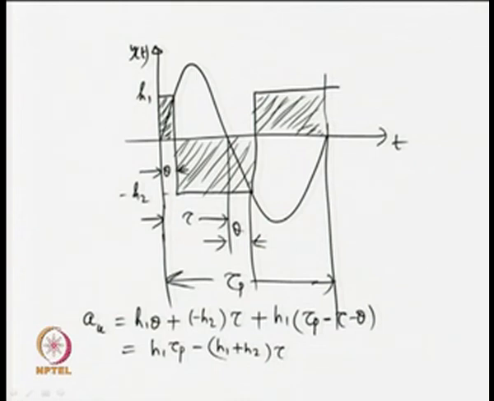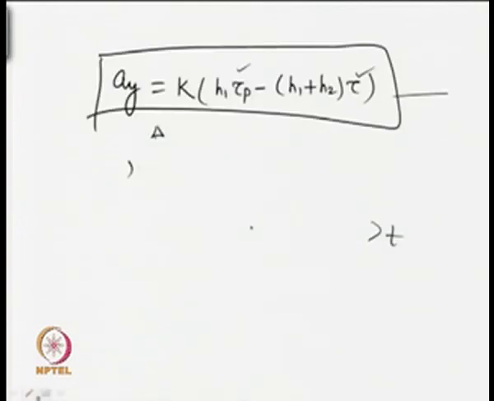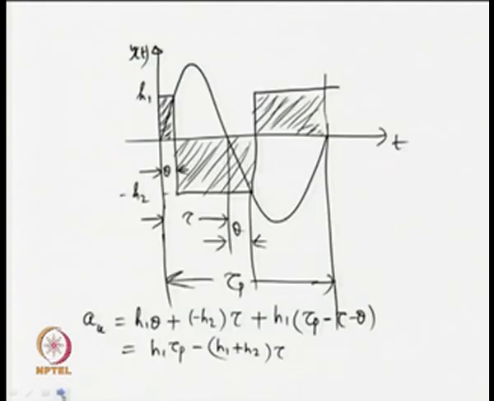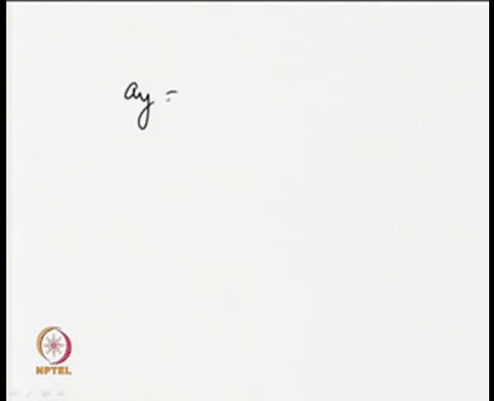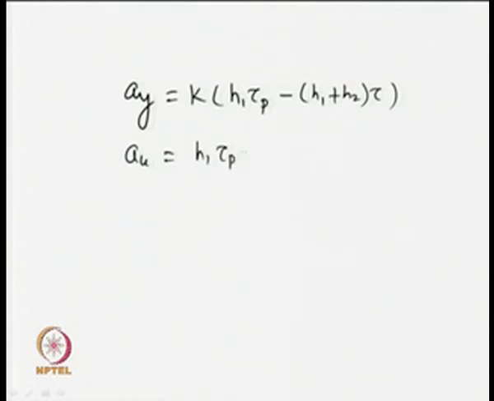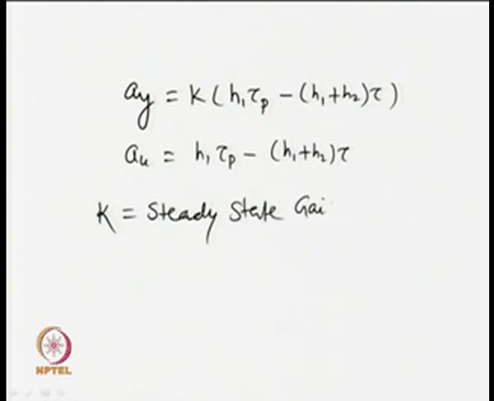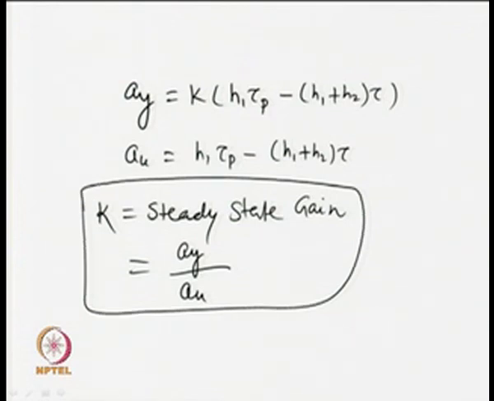So, if you look at the expressions for A y and A u, let me give you the A y and A u once more. So, A y is found to be k times h 1 tau p minus h 1 plus h 2 tau, and A u is found to be h 1 tau p minus h 1 plus h 2 tau. Thus, the steady state gain k can be obtained from the ratio of the area of the output to the area of the input. So, this is how the steady state gain of the transfer function model is found.